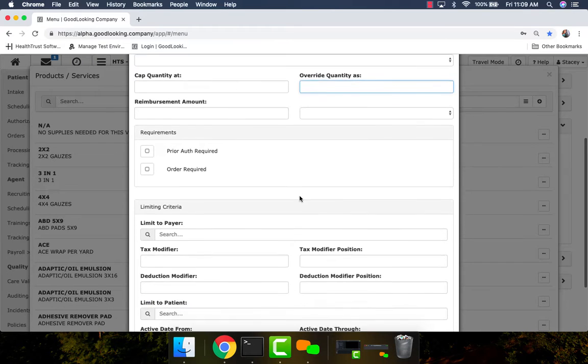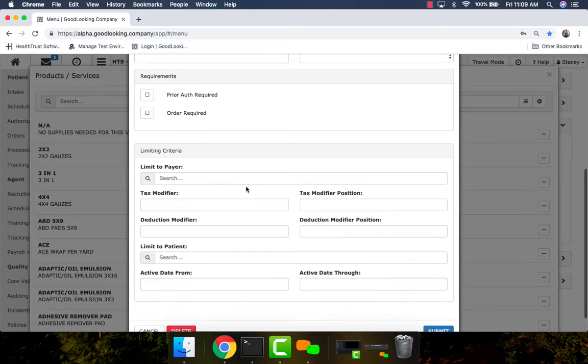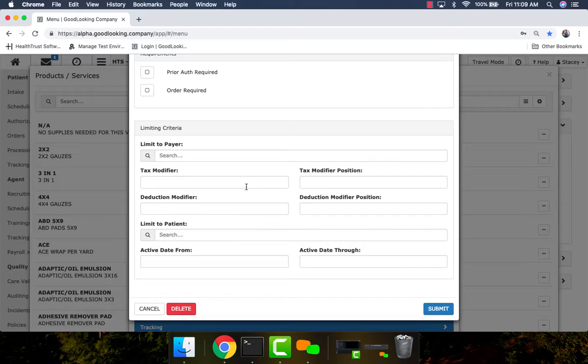Reimbursement amount we've covered. And then you can also tell us whether a prior authorization is required before the service gets paid, and whether an order, a physician's order, is required. These 2 settings will control the warnings and errors that we give you when trying to schedule a visit outside of your authorization limits.